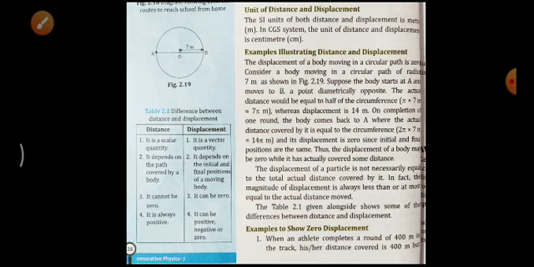So distance depends on the path covered by a body. It depends on the path only. It does not depend upon any directions. Then displacement depends on the initial and final positions of a moving body.